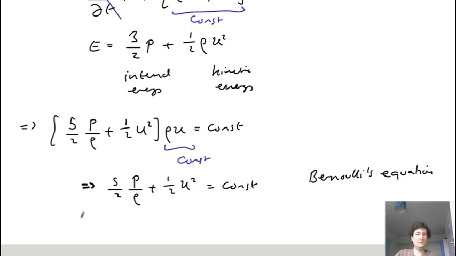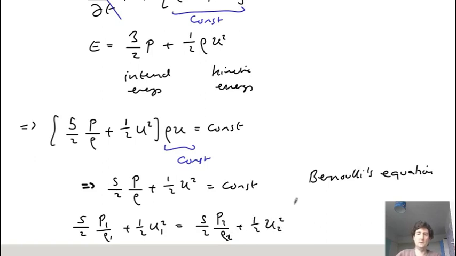And so this of course just gives us that 5 over 2, so P1 over rho 1 plus a half U1 squared on the left hand side, and then on the right hand side we have the same thing but with different indices: P2 over rho 2 plus a half U2 squared. So again, the supersonic on the left hand side and the subsonic on the right hand side.